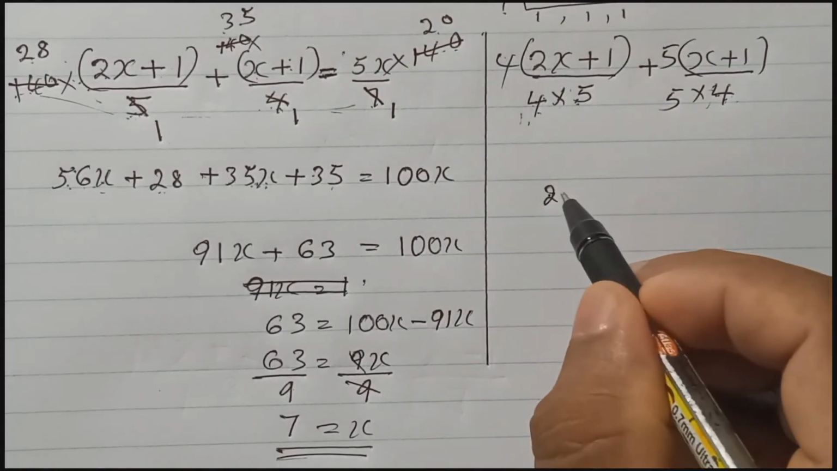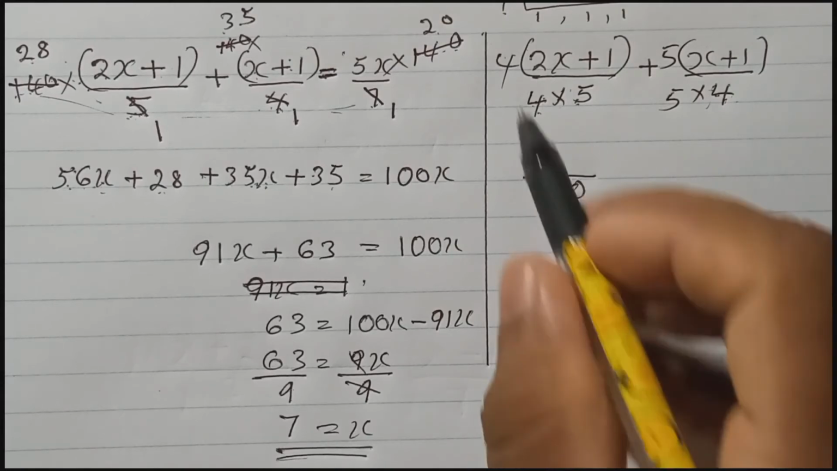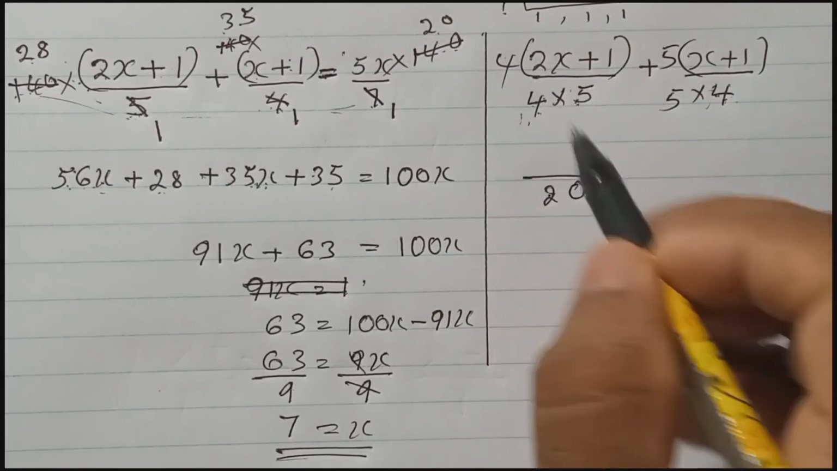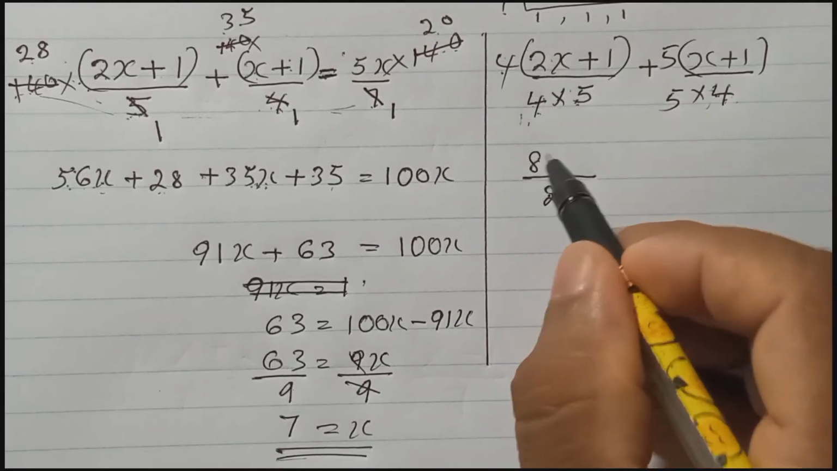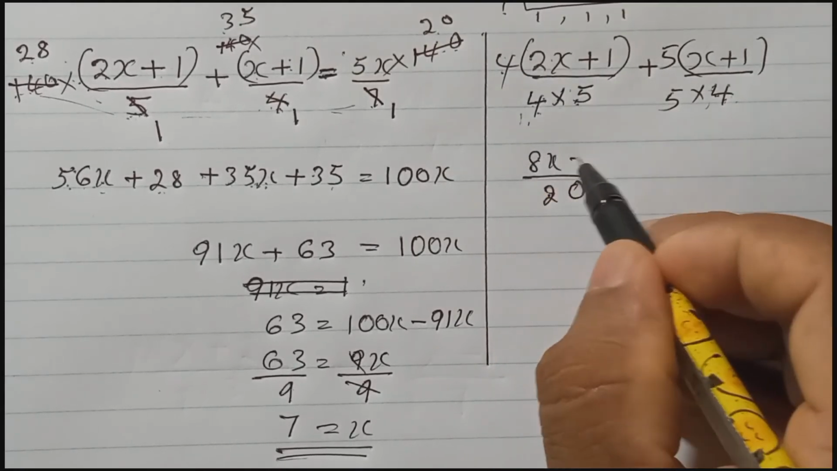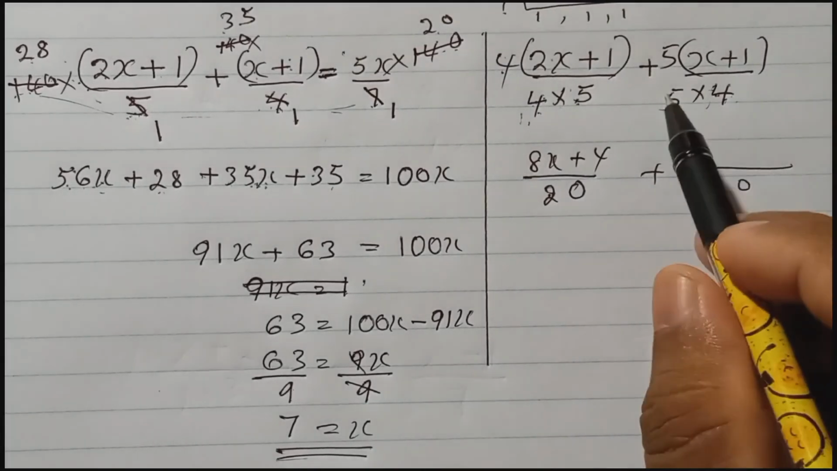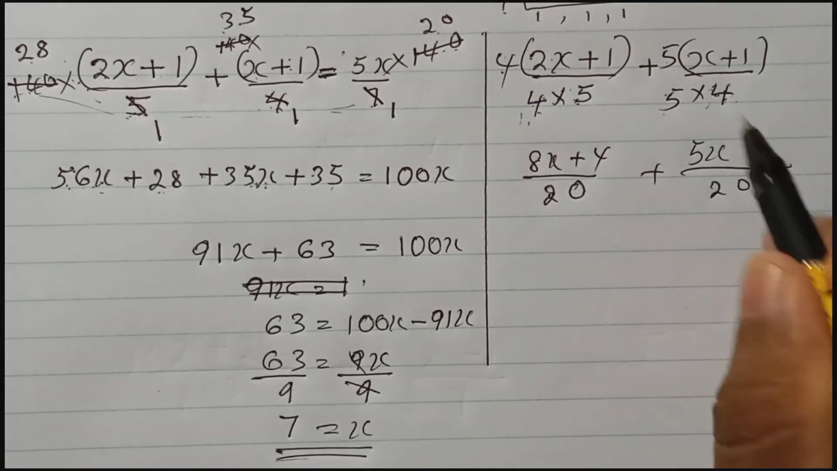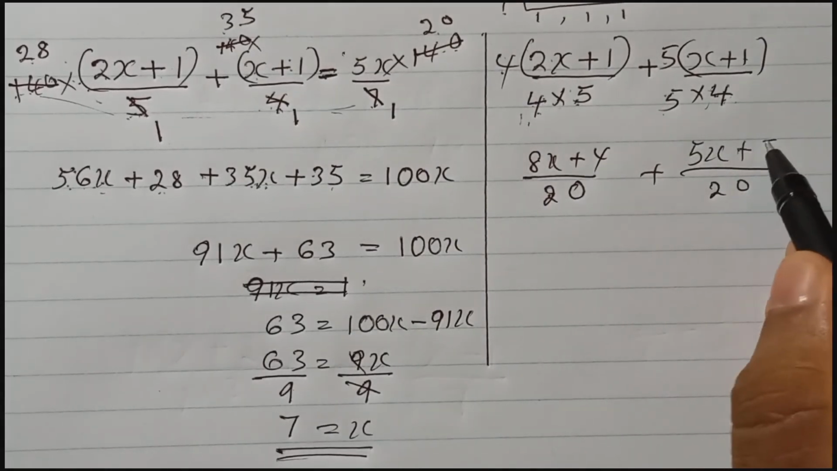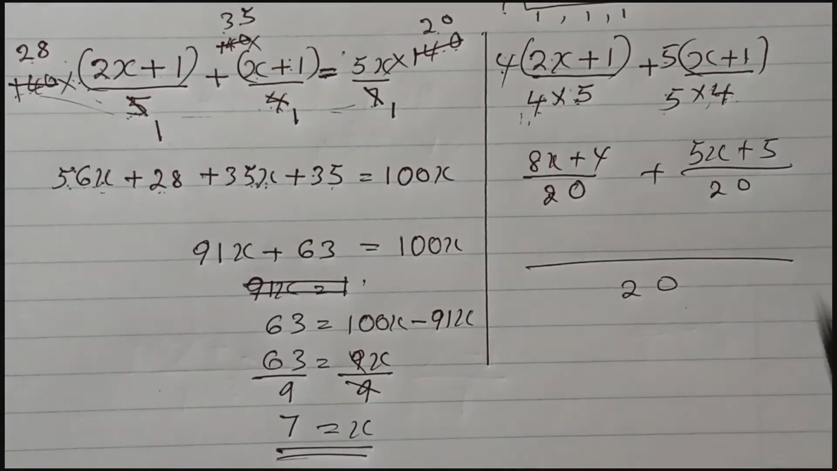Here now it will be 20. Okay, I don't need to write it. Yeah, okay, I will write this step, though actually don't need that much. 4 into 2x, it will be 8x. Here 4 into 1, it will be just 4. And here 20, 4 into 5, 20. 5 into x, it will be 5x. 5 into plus 1, it will be just 5. Now we have the same denominator, so you can put only one denominator.